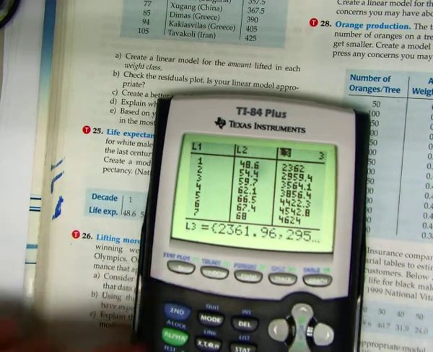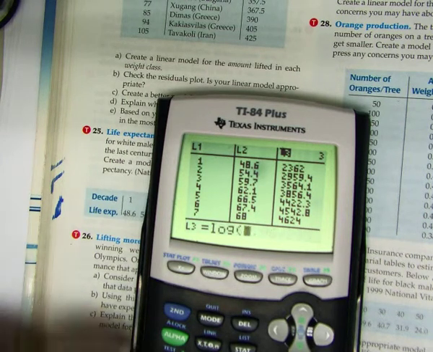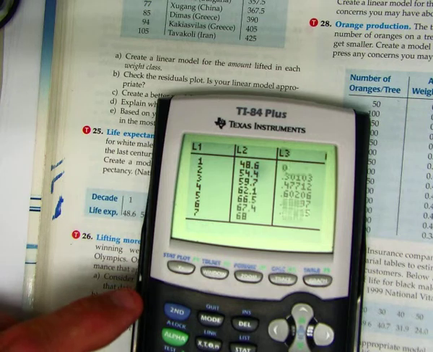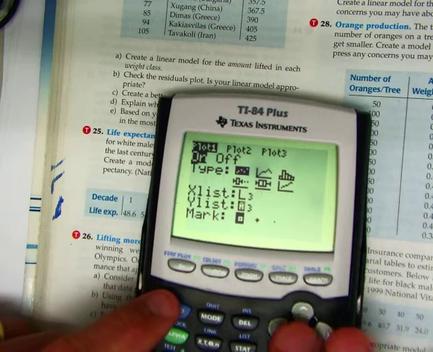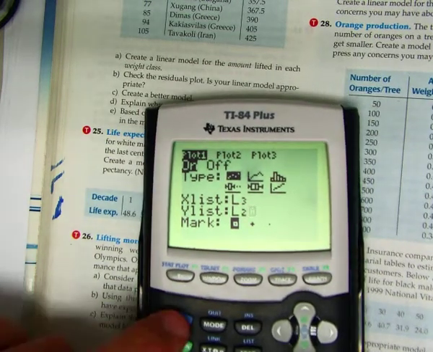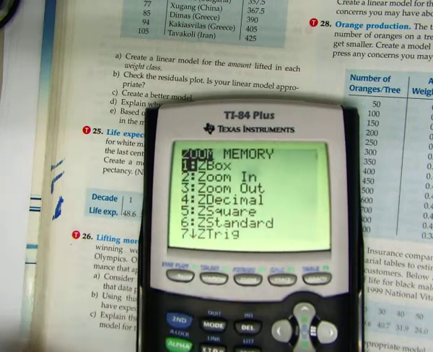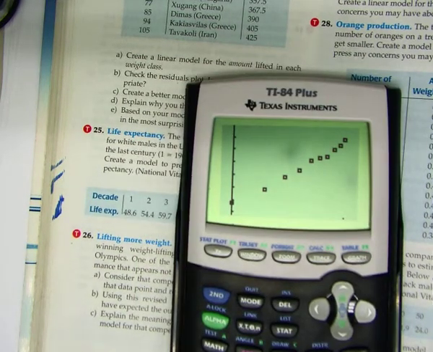So in L3 I'm going to do log of x, so log of L1. And then I'm going to plot, L3 is now my x value and L2 is my y value. So let's see what happens there. Alright. It's a little bit straighter, still has a curve on the end.